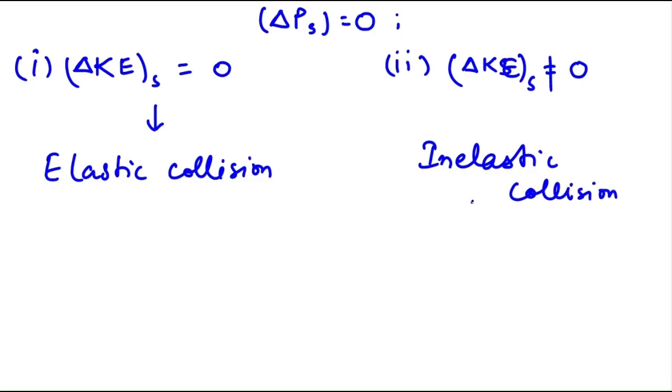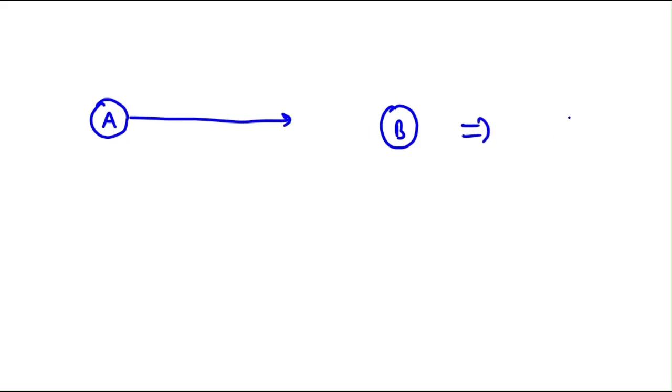Okay. In this second case, inelastic collision, let's start with this case. There is a special case also where there are two bodies. Let's say this is body A and this is body B. And after collision, these two bodies are moving together, meaning they got stuck with each other and then they are moving together with a common final velocity.